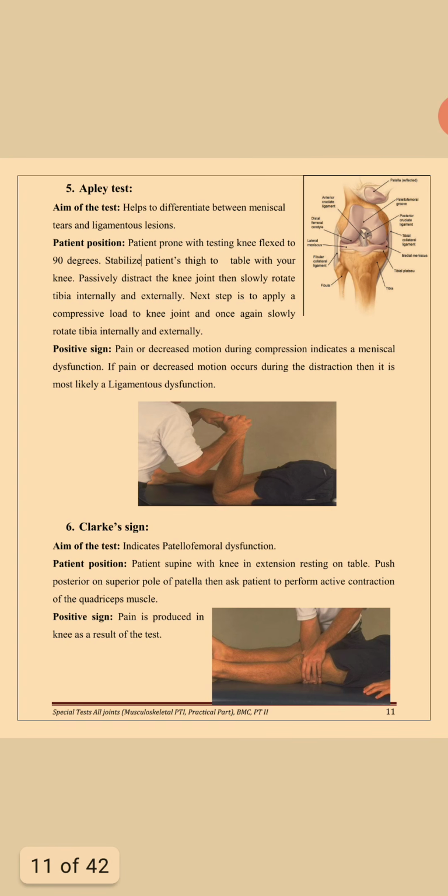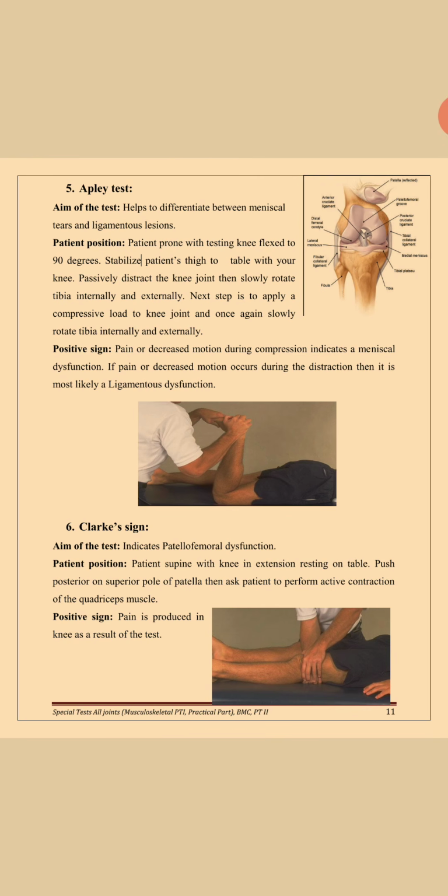Apley's test. Aim of the test: helps to differentiate between meniscal tears and ligamentous lesions. Patient position: patient prone with the testing knee flexed to 90 degrees. Stabilize the patient's thigh to the table with your knee. Passively distract the knee joint, then slowly rotate the tibia internally and externally.